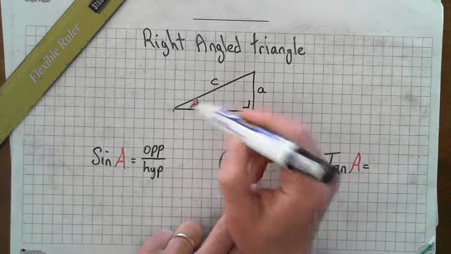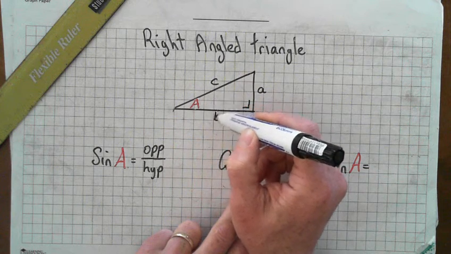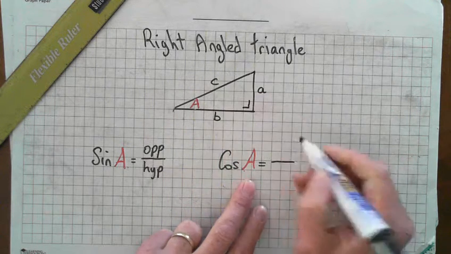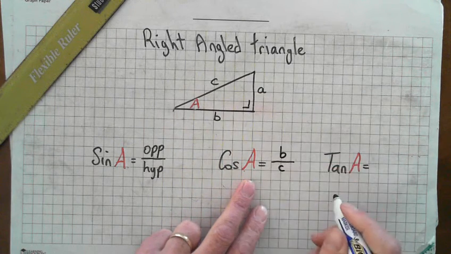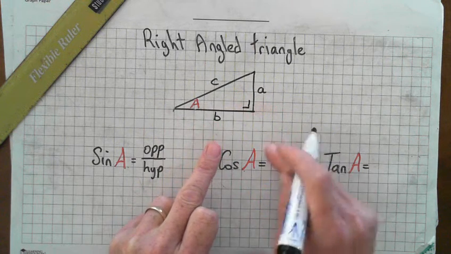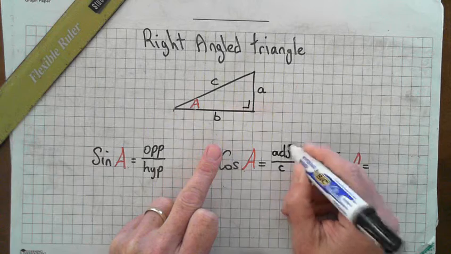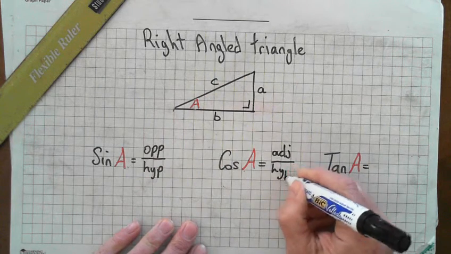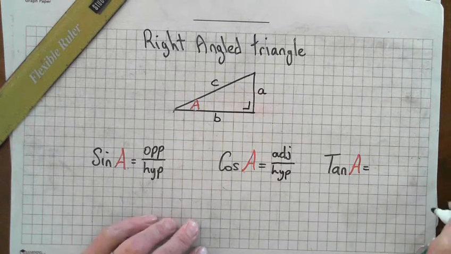What have they written? They've written adjacent over hypotenuse. They've got B over C. B is the adjacent, ADJ, and C is the hypotenuse, isn't it? Yeah. So this is what you've got to do, alright?